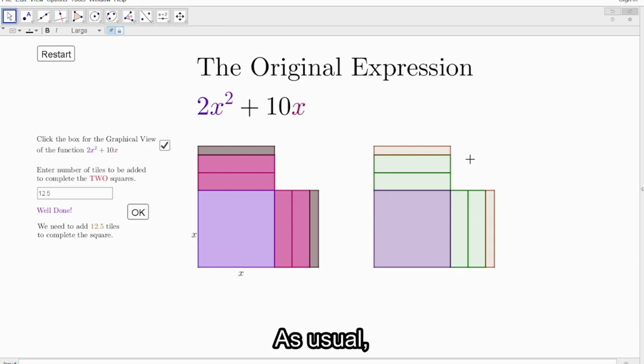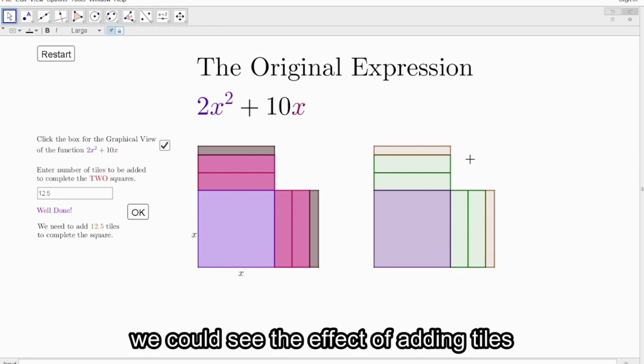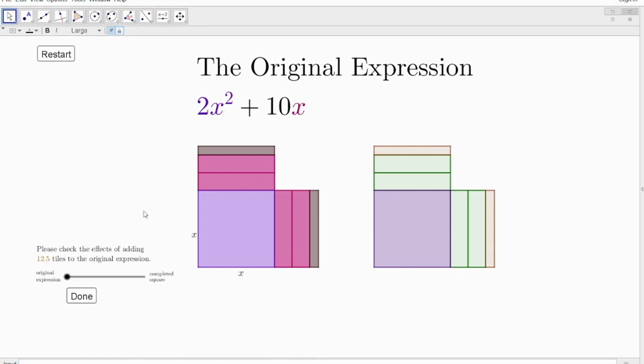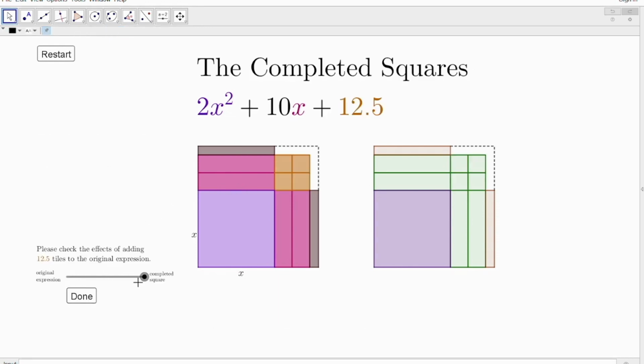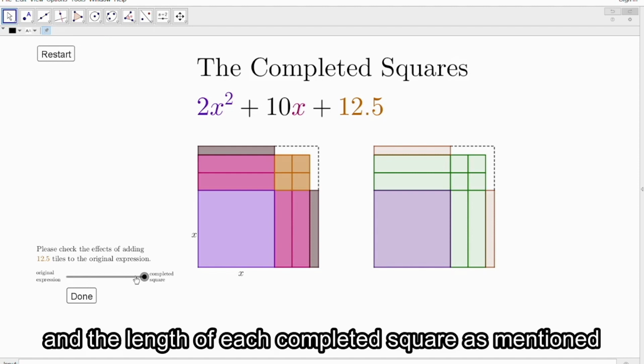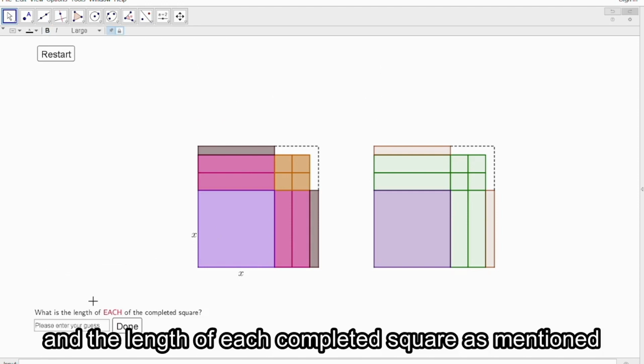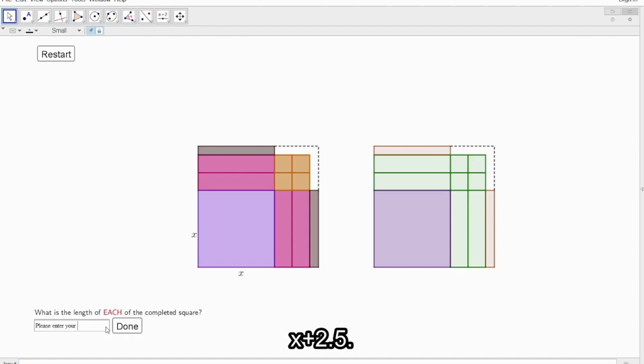As usual, we could see the effect of adding tiles and the length of each completed square, as mentioned. X plus 2.5.